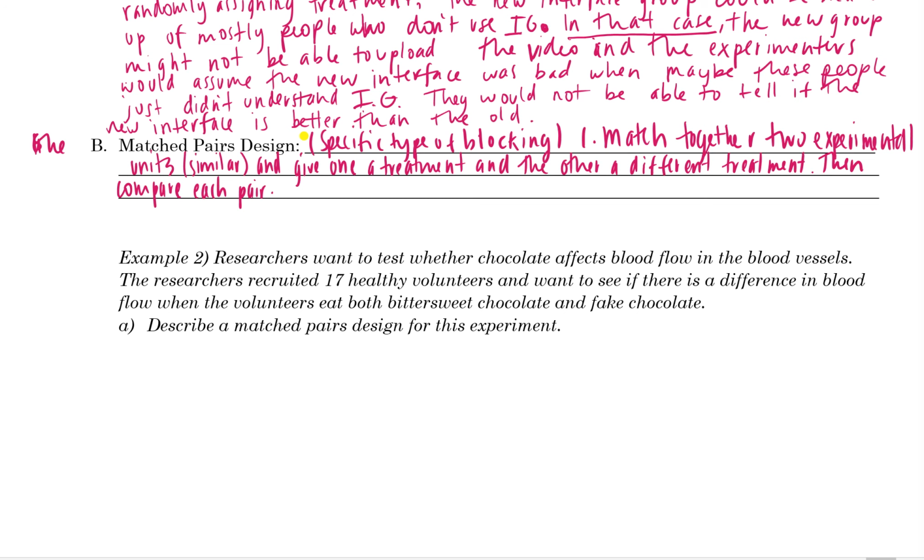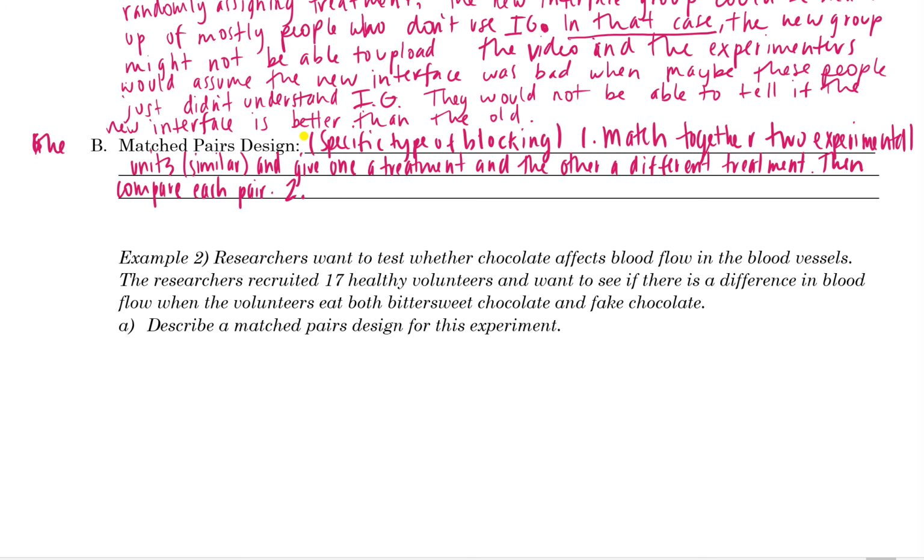So if I had a total of 60 people who've never used Instagram before, I would put them into pairs of two, so there would be 30 different pairs. And for each of the 30 pairs, I would say, okay, who did a better job, new interface or old interface? So that is one way to do matched pairs.